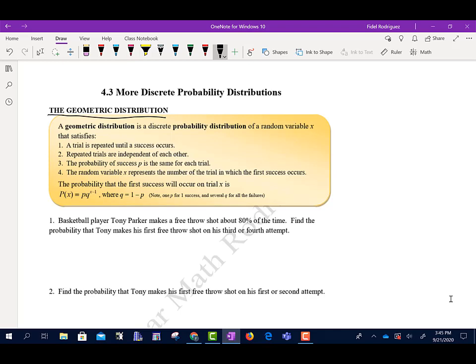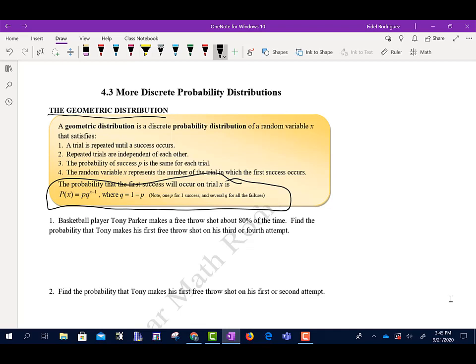It says a trial is repeated until a success occurs. Repeated trials are independent of each other. The probability of success P is the same for each trial, and the random variable x represents the number of trials in which the first success occurs. So it says the probability that the first success will occur on trial x is, and we have a formula right here, P of x is going to be equal to P times Q to the power x minus 1, where Q is equal to 1 minus P.